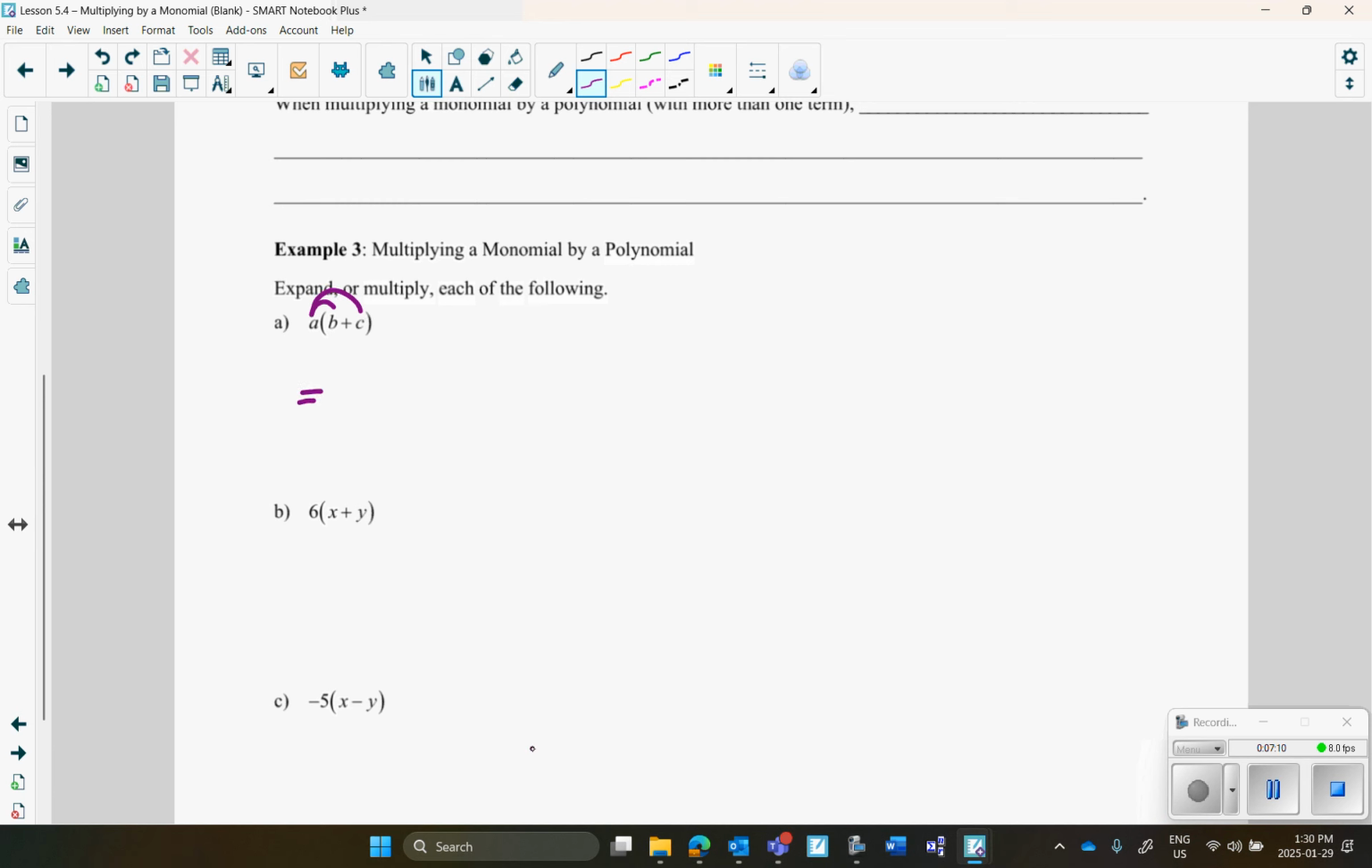What is a times b? It's easy, right? Plus a times c. ac. You can't collect those because they're not like terms. They don't have the exact same letters. So we're done.